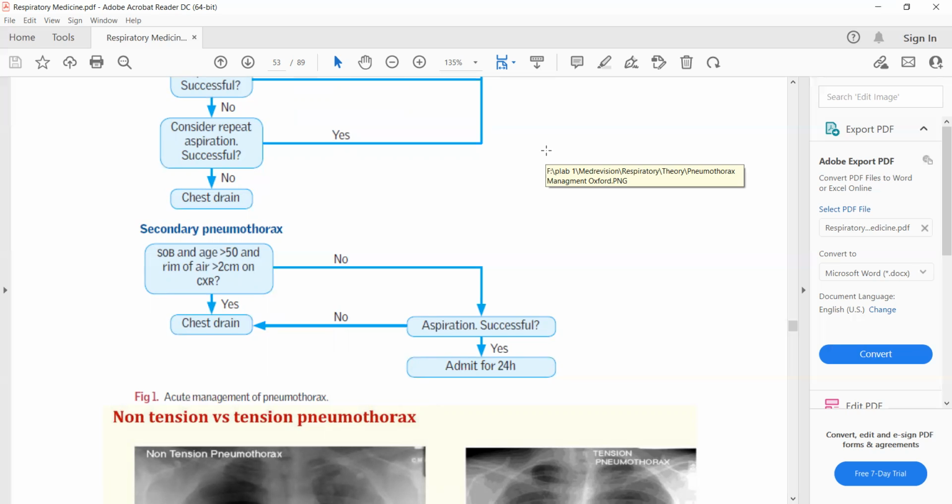In secondary spontaneous pneumothorax, if the rim of air is less than 2 centimeters, I will do needle aspiration. And if it's unsuccessful, then we'll put a chest drain. We can discharge the patient after putting the chest drain, because a chest drain can be managed at home. We will only remove the chest drain if there is no bubbling of air in the underwater seal for 24 hours. So this is the criteria to remove the chest drain after pneumothorax.